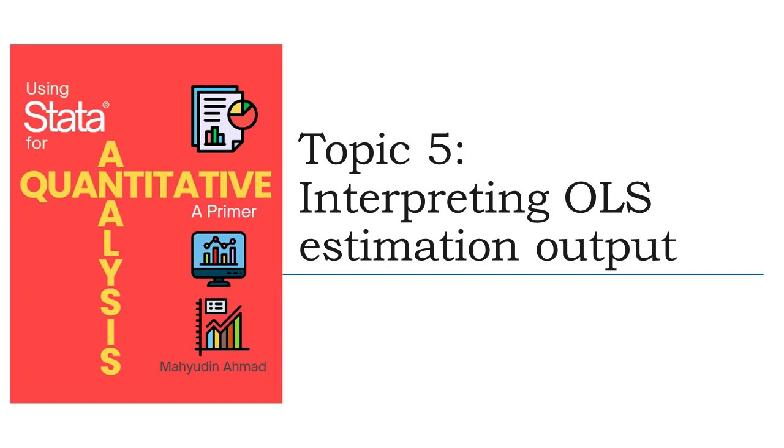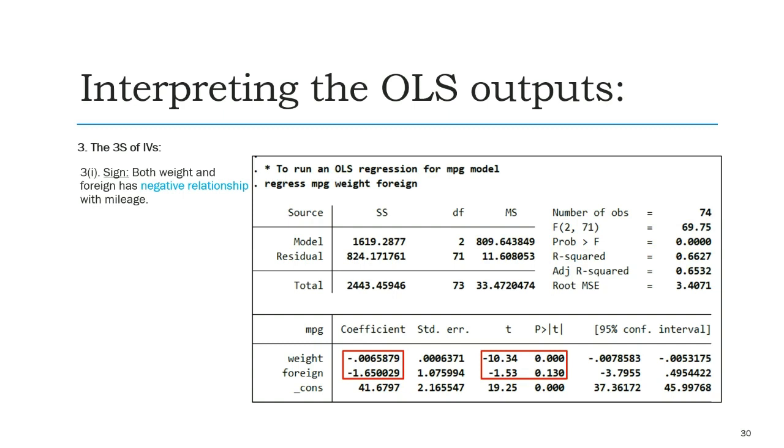Finally, we are going to look at the 3S of the independent variable. Remember, we are going to interpret the sign, size of effect, and the significance level for each and every IV. So let's have a look at the sign. Remember, the sign is here negative for both weight and foreign variable.